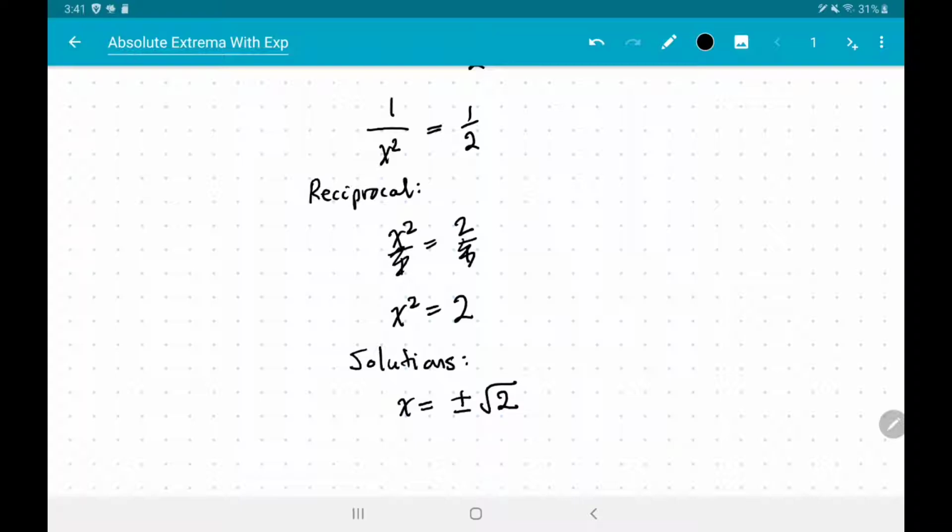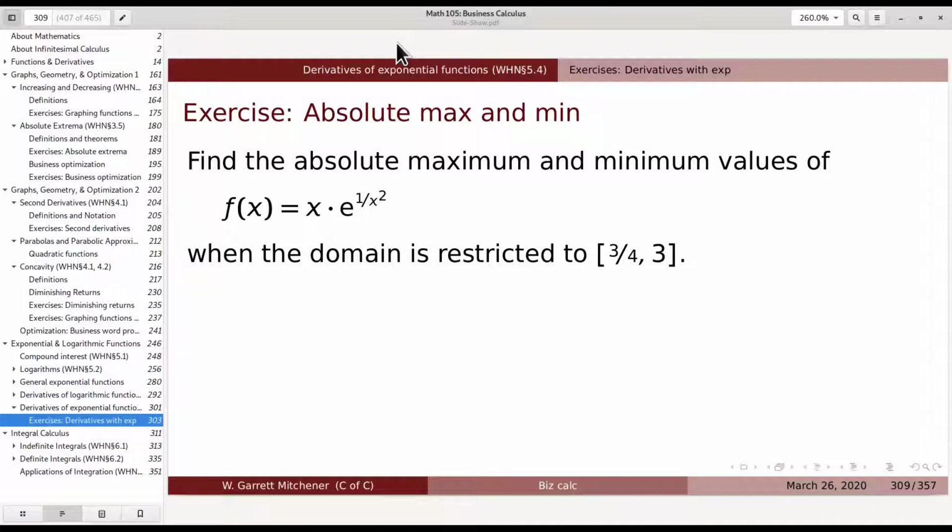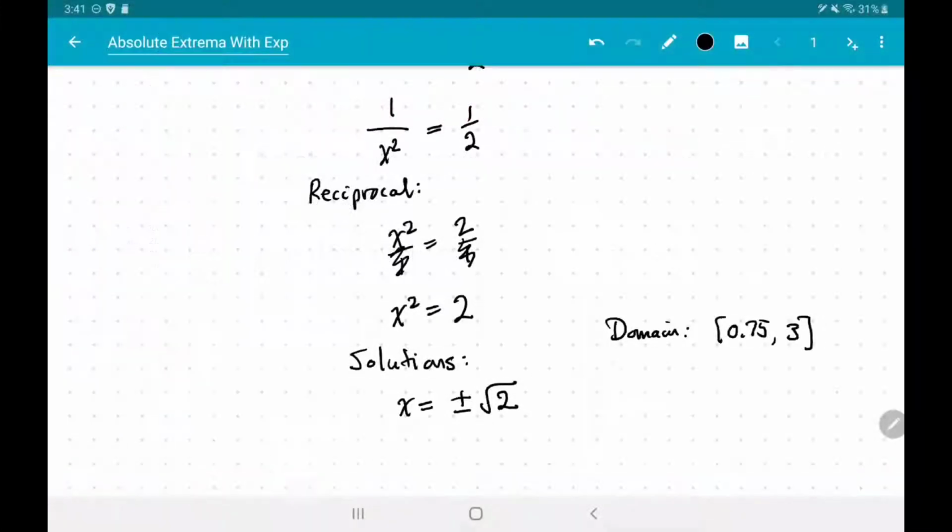Remember that only numbers in the domain are relevant as critical numbers. The square root of 2 is about 1.4, but our domain is from 3/4 to 3. So let me write that down. The domain is from 3/4, which is 0.75, to 3. Square root of 2 is approximately 1.414.